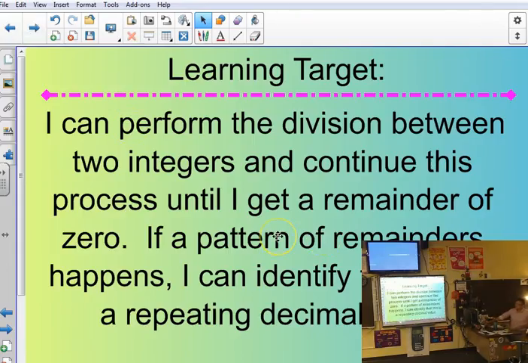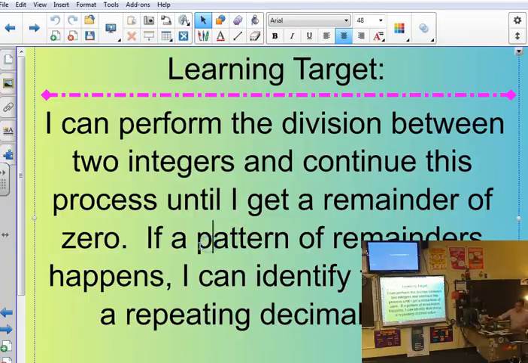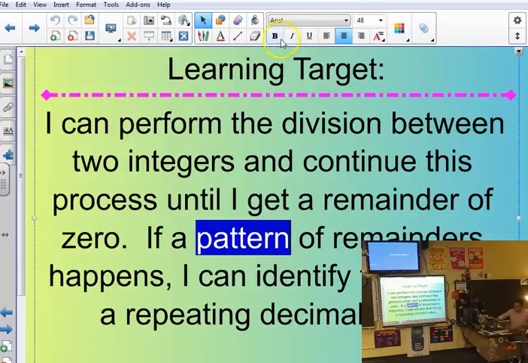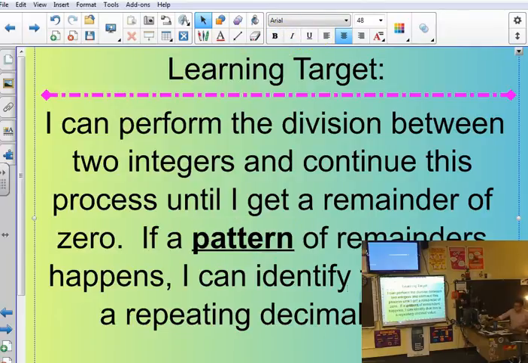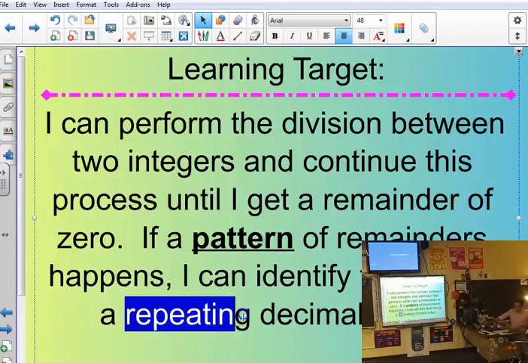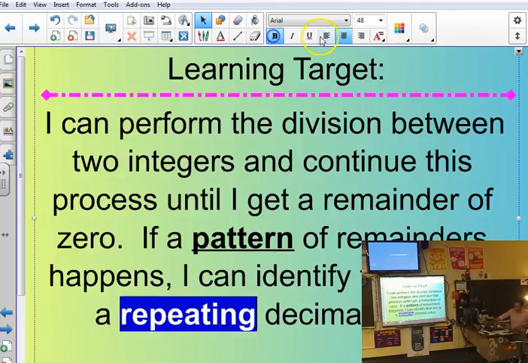So here's our learning target. I can perform the division between two integers and continue this process until I get a remainder of 0. If a pattern of remainders happens, I might as well bold and underline that, because that's the most important word there. I can identify that this is a repeating decimal value.